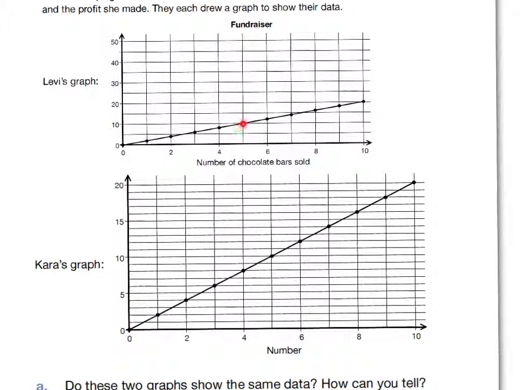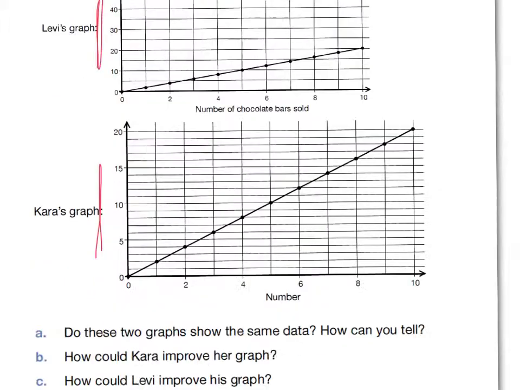Here we have 5 chocolate bars at $10. Here we have 5 chocolate bars at $10. It's really looking like it's the same data. And in fact, if we can continue along, here we have 10 chocolate bars at $20 and 10 chocolate bars at $20. One of the things that's missing definitely is the title over here, but that's in both. So I would say yes, they are showing the same data.